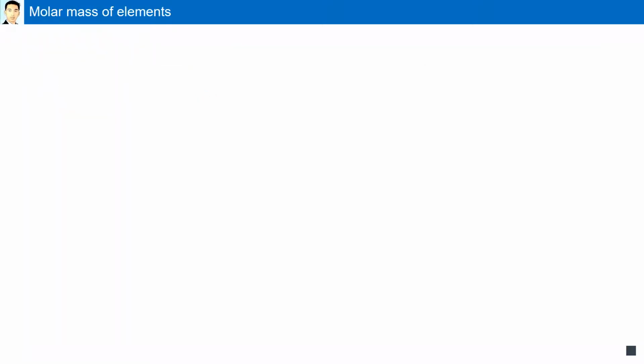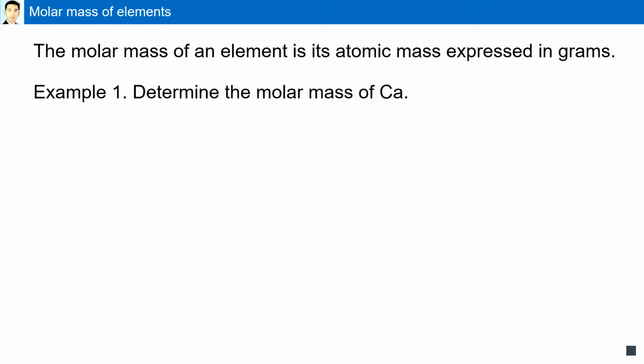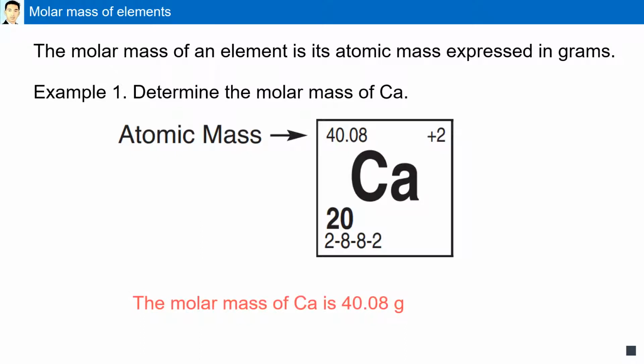The molar mass of elements. The molar mass of an element is its atomic mass expressed in grams. For example, if we were to determine the molar mass of calcium, we would go to the periodic table, we would identify the atomic mass for calcium, and then we would express it in grams. 40.08 grams. That would be the molar mass for calcium.